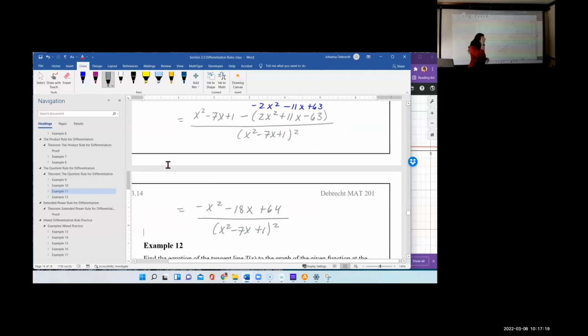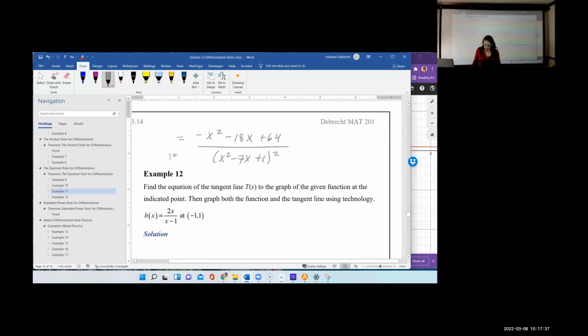I doubt that the numerator factors. It's possible, but I doubt it. The denominator, however, definitely does not factor. With a +1 here and a 7x in the middle, that quadratic's got to be prime.